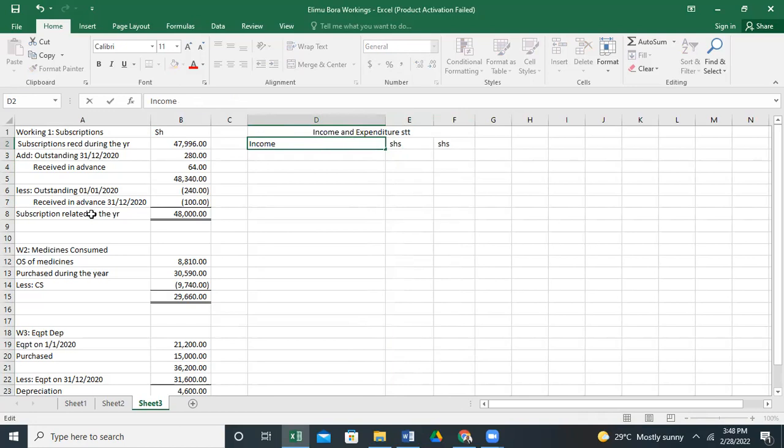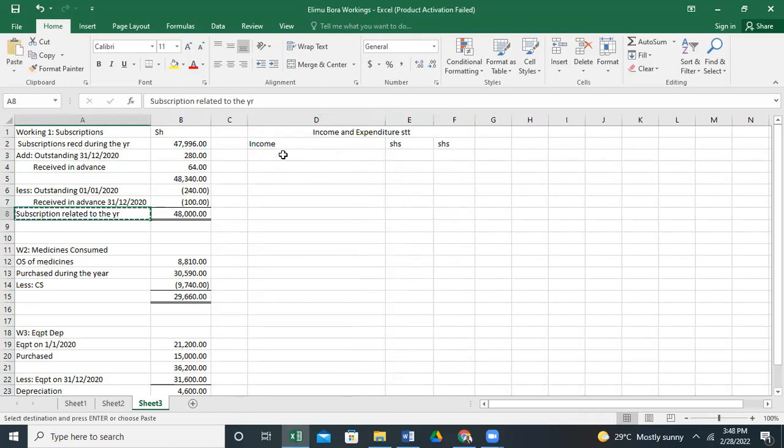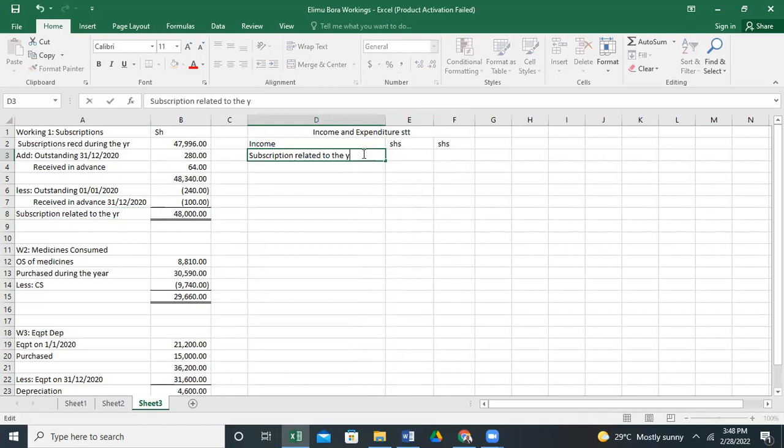So in the income, I have the subscriptions related to this year. As an accounting student, we are supposed to write subscriptions. Let me show you how you're supposed to do it. We say subscriptions, working one, so that it gives me an easier time when we are marking. I'll go to the item and see that our subscription is 48,000, right? Accountants are supposed to follow some logical sequence.